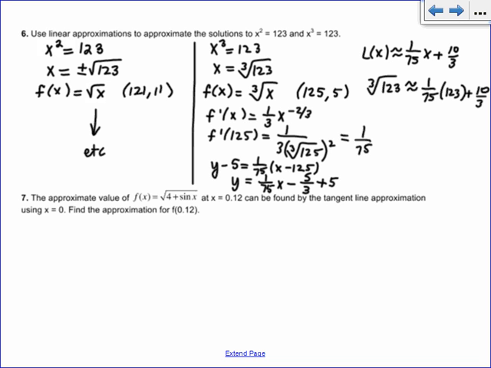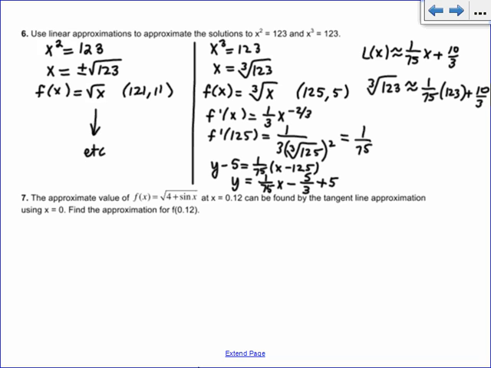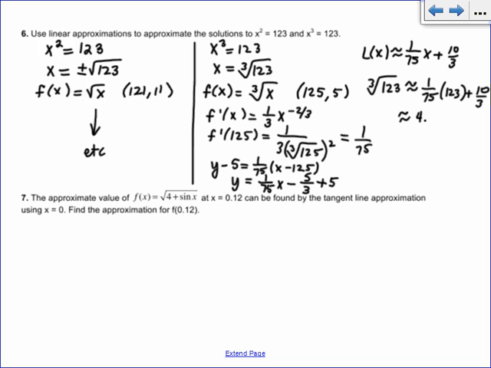Do you guys see what Jay's saying? He's saying it's easier to plug in x equals 123 here, because you don't have to get common denominators and all that. But you do eventually. So 123/75 plus 10/3. We get a little bit less than 5, which we should, right? So 4.973 repeating. So that's our approximation. Okay, does that make sense?